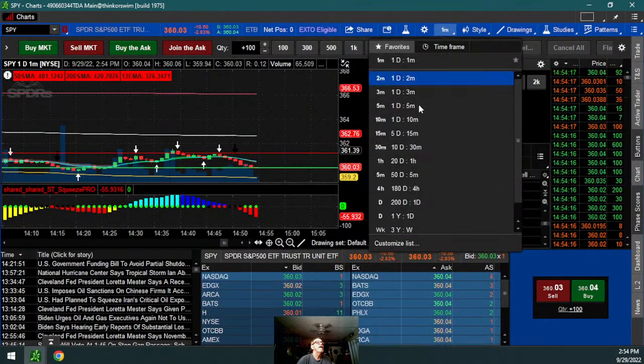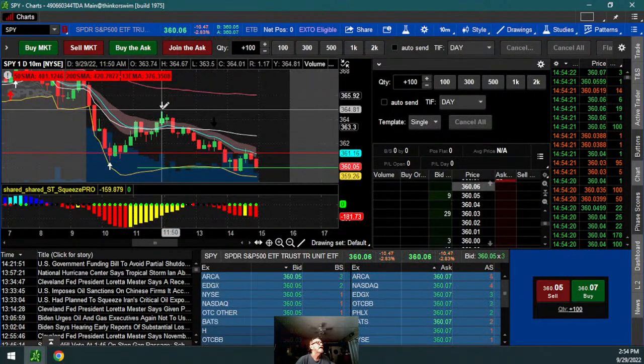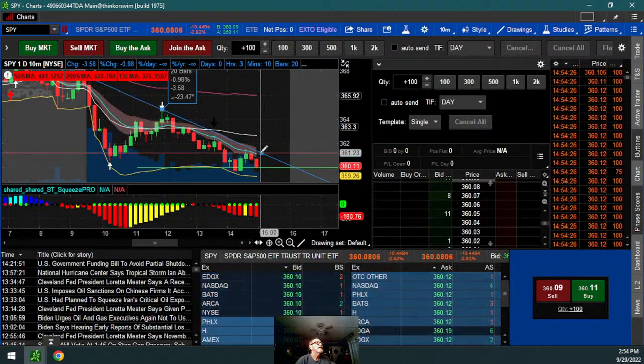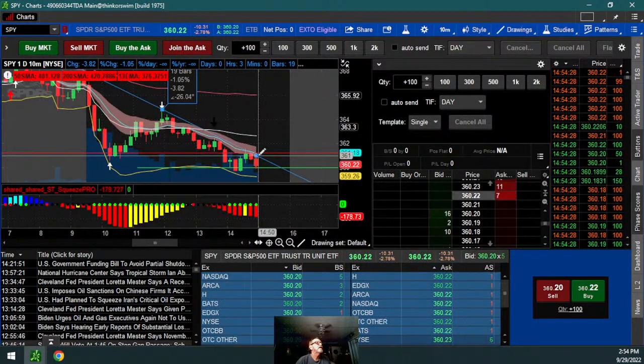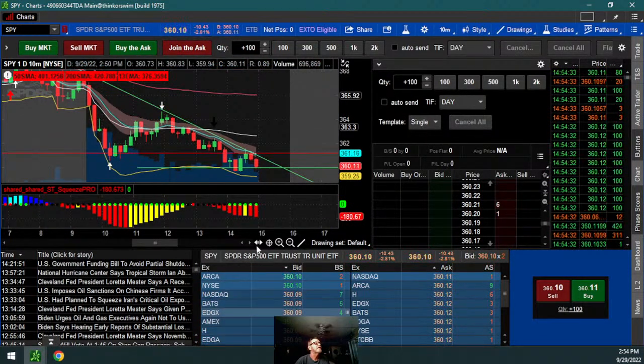If you look at it on the 5-minute, or on the 10-minute, a lot of people say you should trade from the 10-minute. So if you go from here, can I do this? Yes, I can. And here you can see what's happening. We are still forming lower lows. We're still going down.